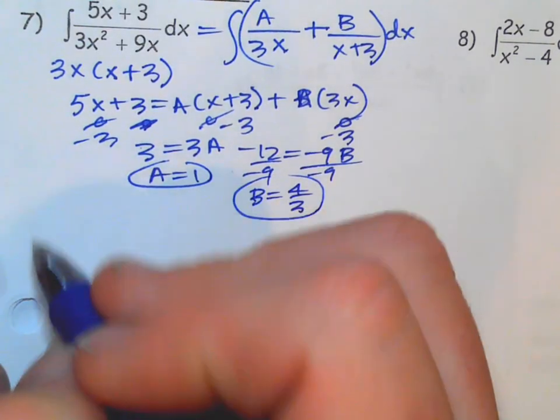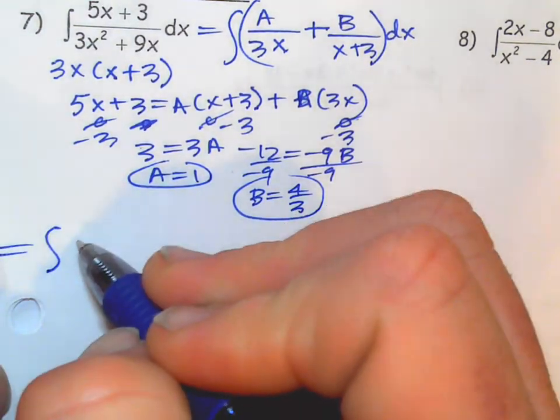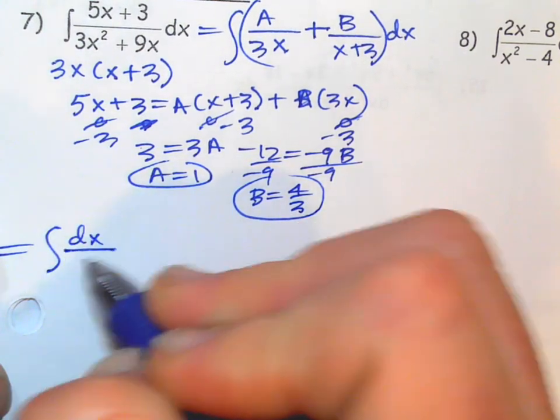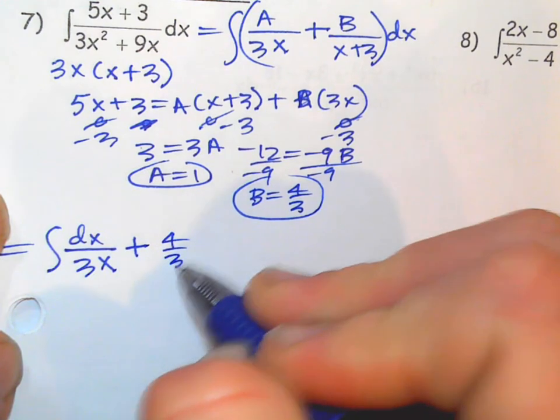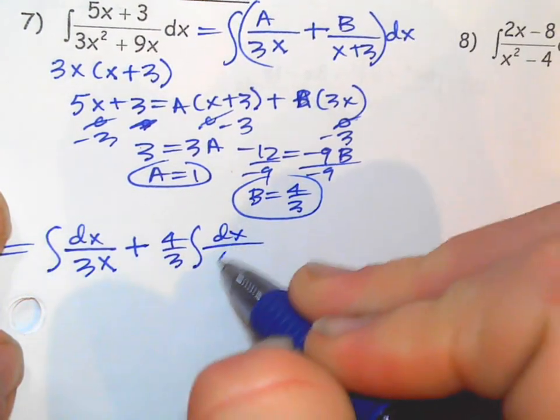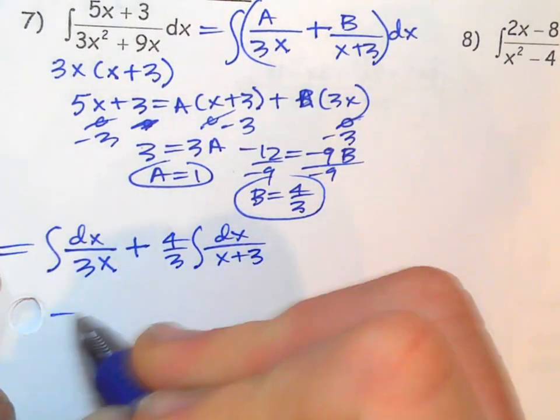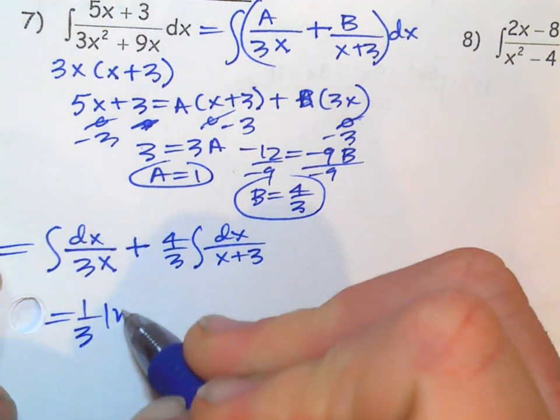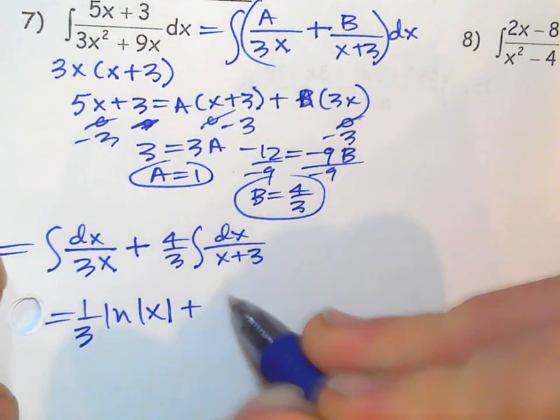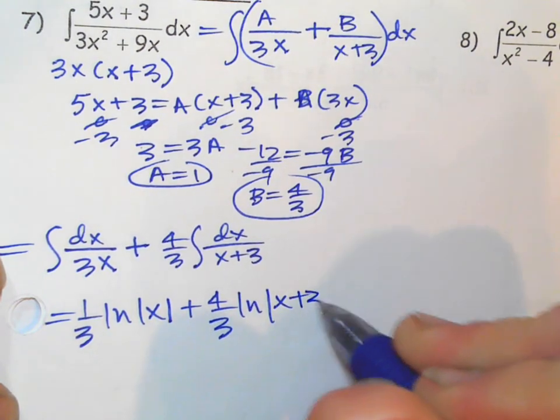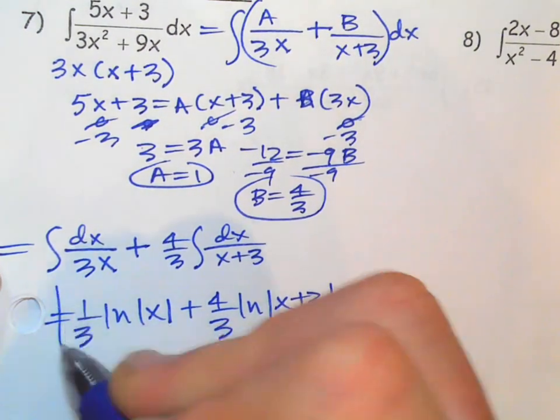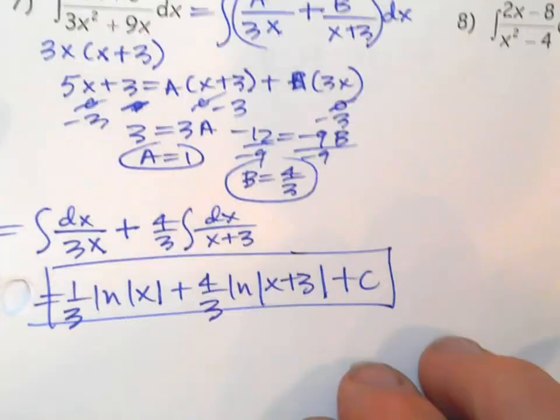So we're going to rewrite it. Integral of dx over 3x plus 4/3 dx over x plus 3. This is going to be 1/3 natural log of the absolute value of x plus 4/3 natural log of the absolute value of x plus 3 plus c. That's an answer, but I need you to go further.